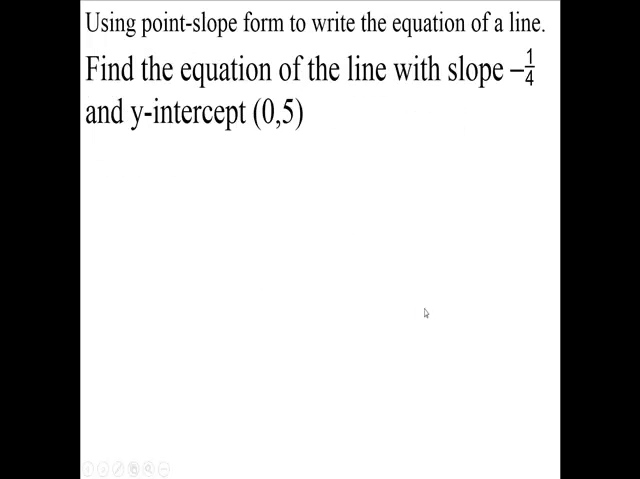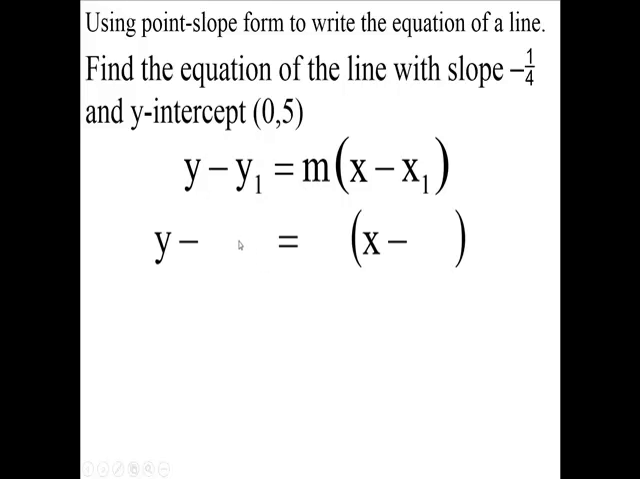So if we have a certain problem here, which we've done several times before: find the equation of the line with a slope of negative 1/4 and the y-intercept 0, 5. So here's your point 0, 5, which is the first point. That's x1, y1, and this is m. Okay, so we have our point slope form where y minus y1 equals m times x minus x1.